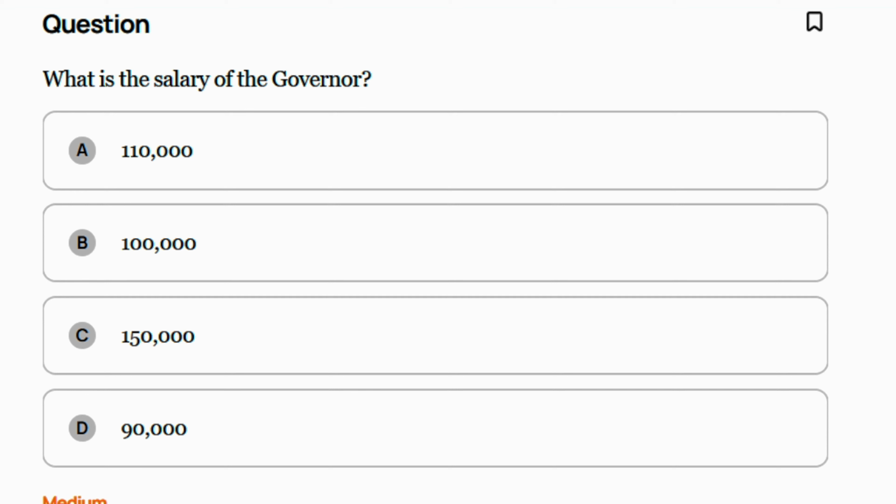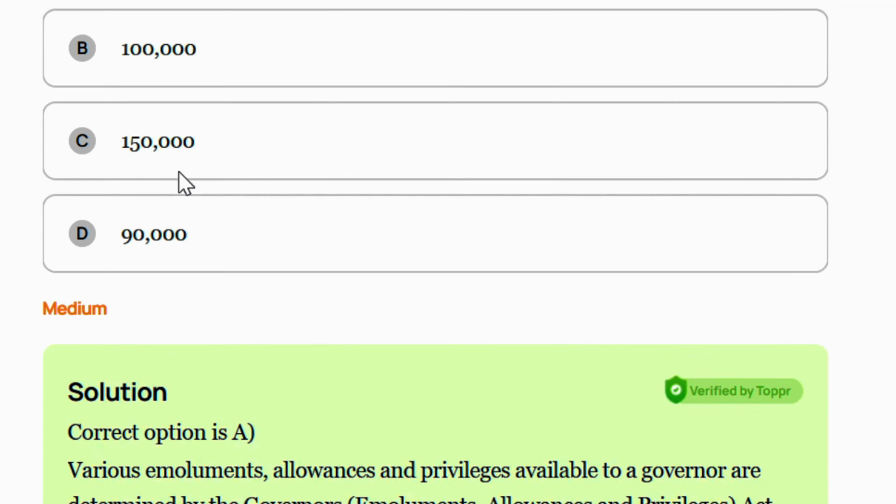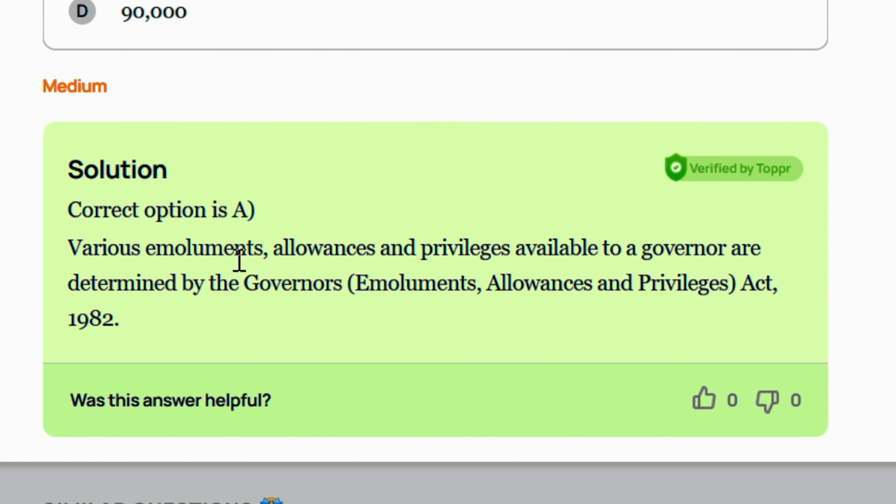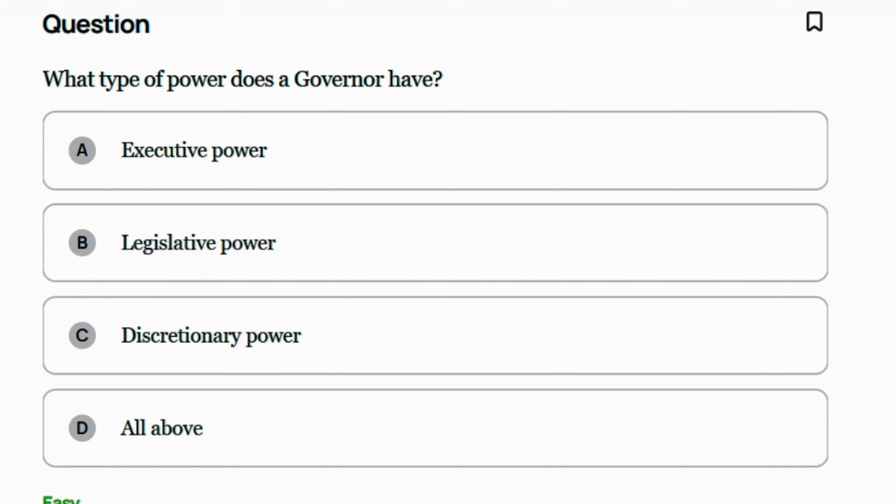Next question. What is the salary of the Governor? 1,10,000. Governor's salary is 1,10,000. Correct answer, option A. Various emoluments, allowances and privileges available to a Governor are determined by the Governor's Emoluments, Allowances and Privileges Act, 1982.